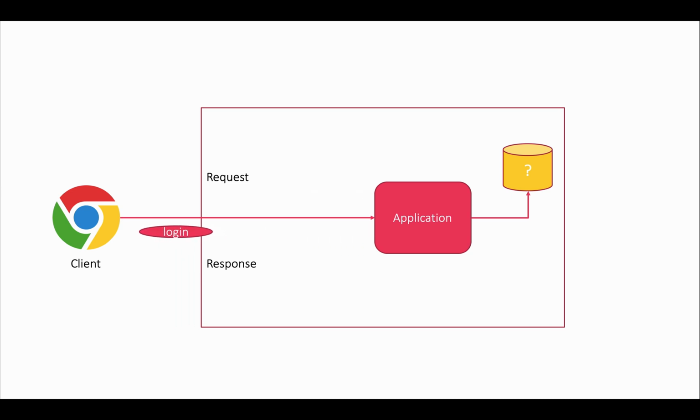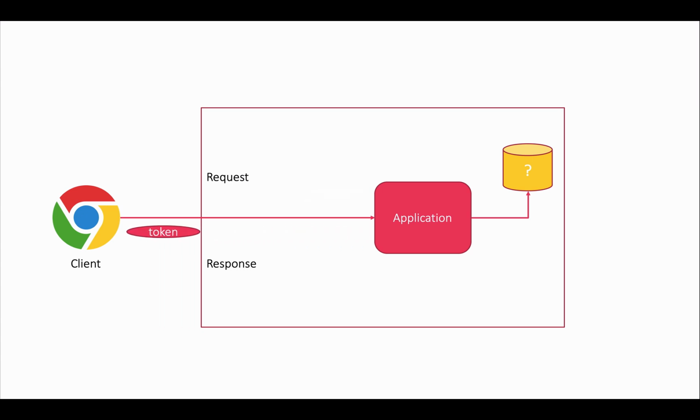Now, the client is presented with a login page. He will key in the credentials, username and password. That is sent back to the application. The application validates the username and password against its backend, probably some database. If it is valid, the application sends back to the client an API token.